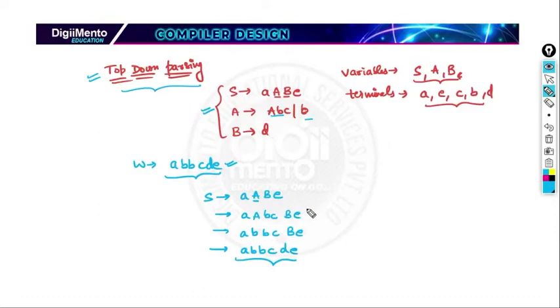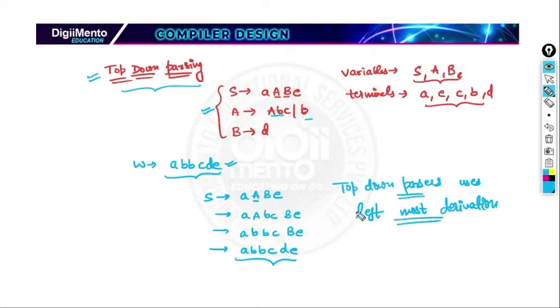So in top-down parsing, this is important. Top-down parsers use leftmost derivation. This is very important. Okay, so top-down parsers use leftmost derivation. And what is leftmost derivation? That means we are deriving from the leftmost variable.